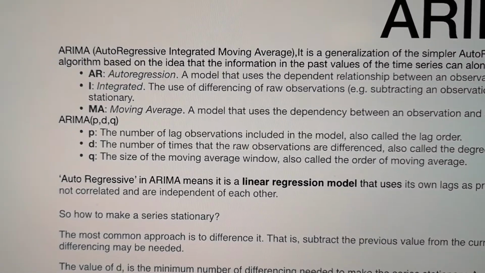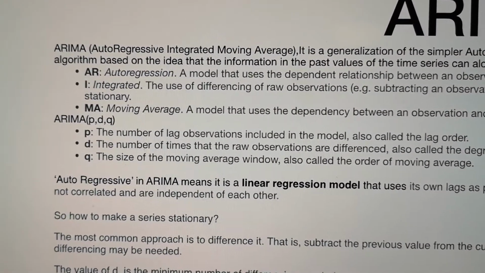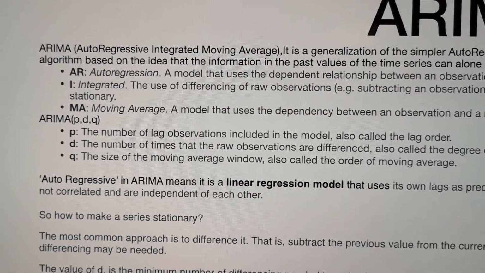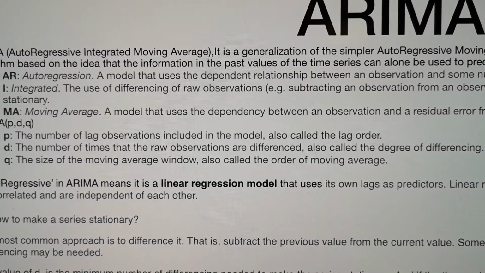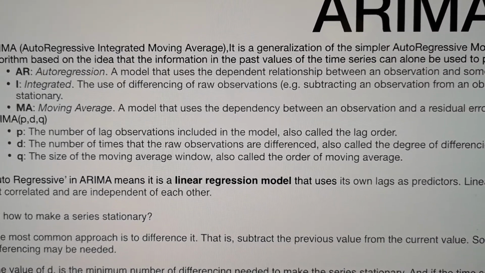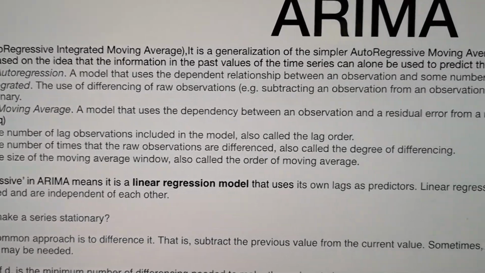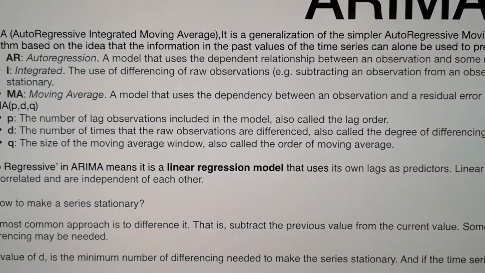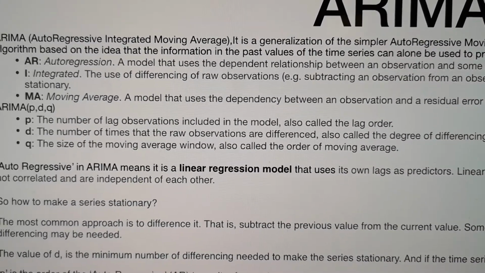And for the ARIMA model, we know we have three parts, AR, I, and MA. We can also use P, D, and Q to represent them specifically. P is the number of lag observations included in the model, so we call it the lag order. D is the number of times that the raw observations are differenced, also called the degree of differencing. Q is the size of the moving average window, also called the order of moving average.